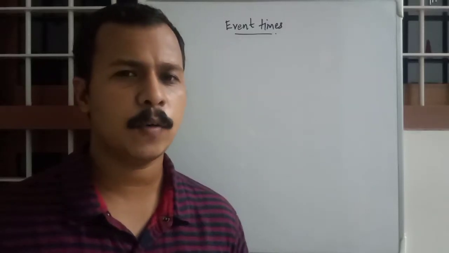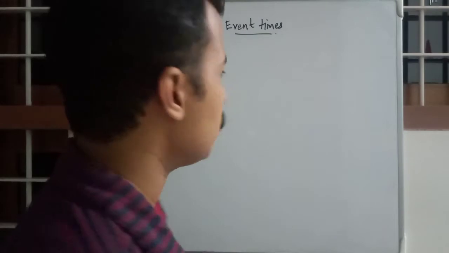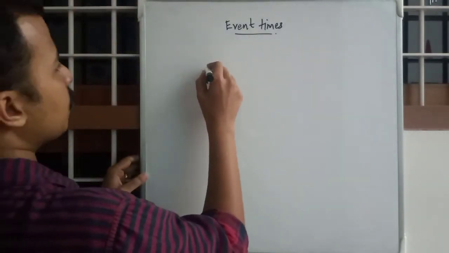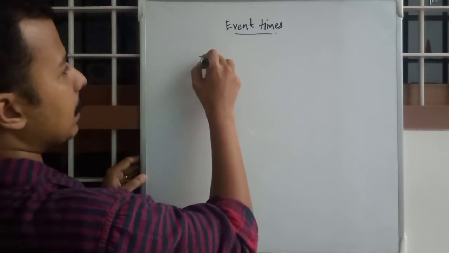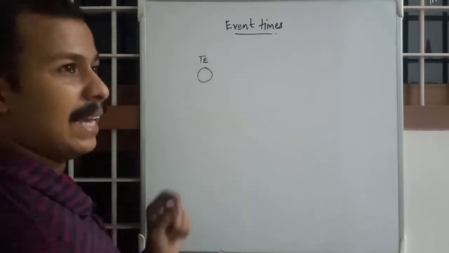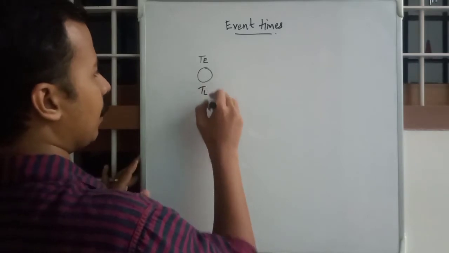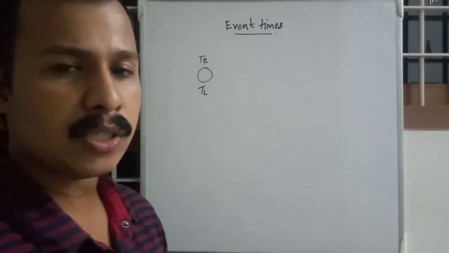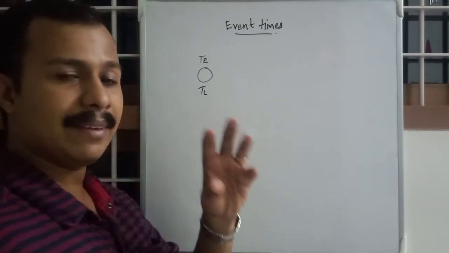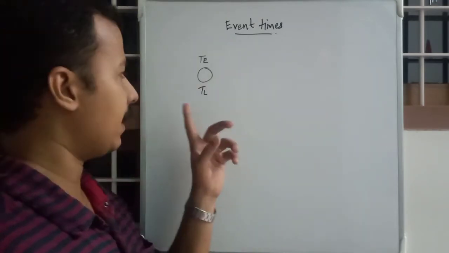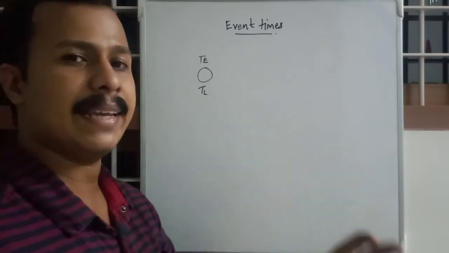In our last video, we discussed event times. There were two event times: earliest, if suppose this is an event, TE was the earliest event time, and TL was the latest event time. So TE was the time at which that event could occur at the earliest, and TL was the time at which it could occur at the latest.